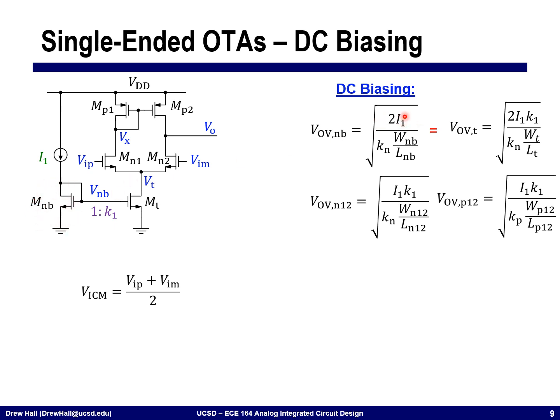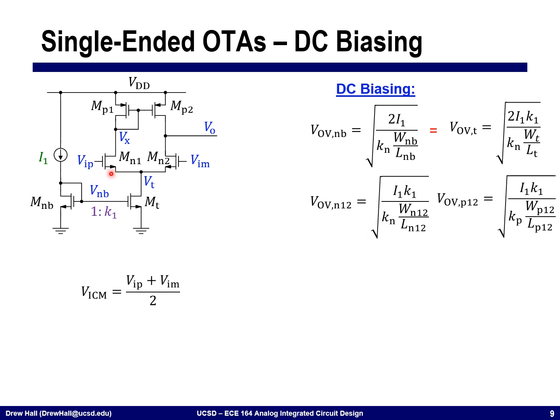For this transistor, the overdrive voltage is going to be the square root of 2 I1 divided by Kn W over L, which is going to be equal to the overdrive voltage of the tail transistor, this device, where this device is going to have K times the current, but it's also going to be K times wider. And so these two are going to have exactly the same overdrive voltage by virtue of the fact that we're copying the same current density through the transistors.